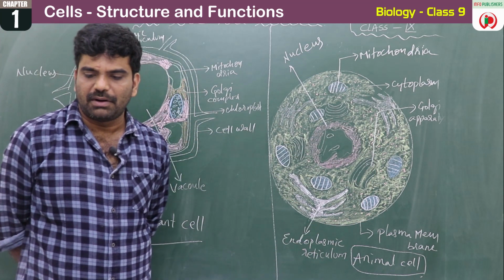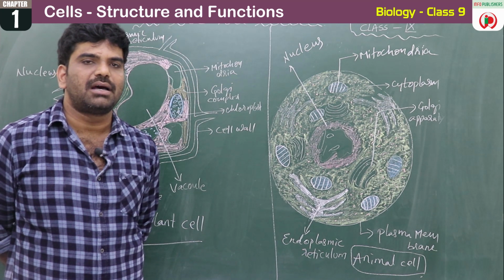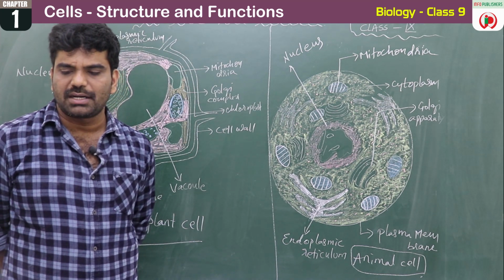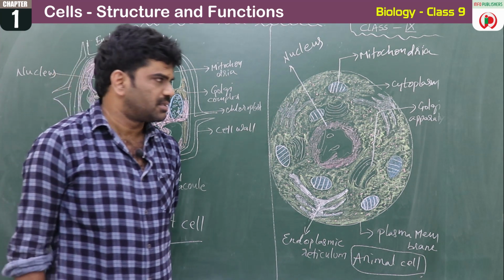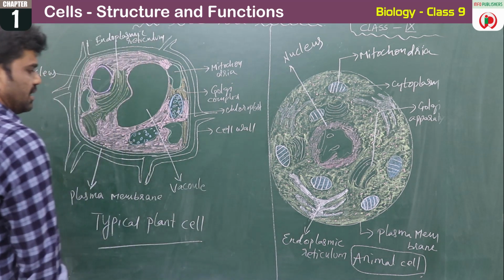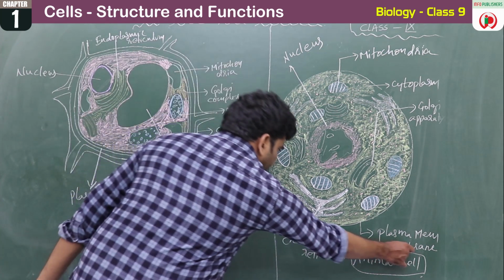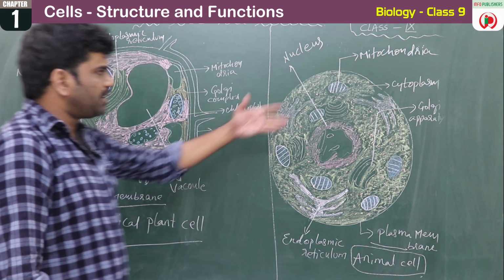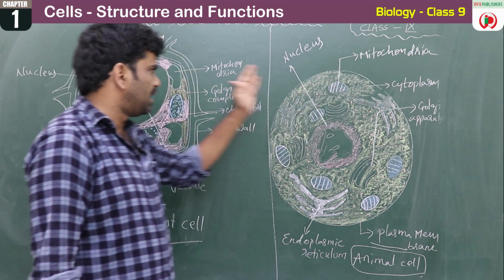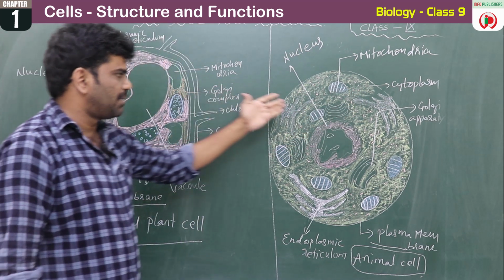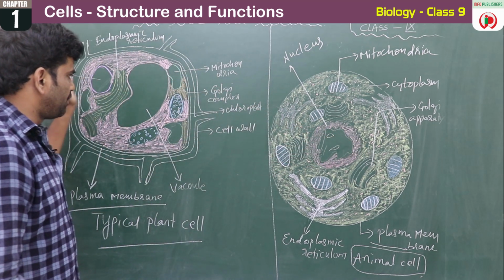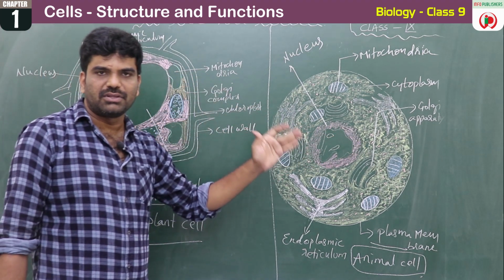Now, what is the comparison between plant cell and animal cell? There are some questions. What common features do you see in both the cells? Yes, children, plasma membrane is the common one. Mitochondria is the common one. Cytoplasm, the liquid fluid, is the common one. Golgi apparatus is the common one. Nucleus is the common one. So these are the common ones.